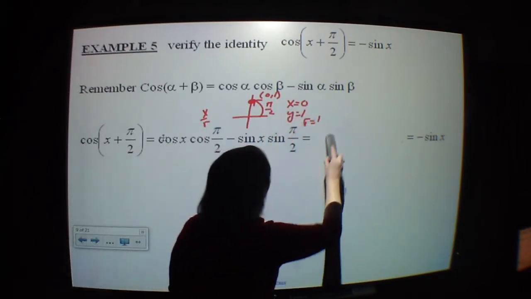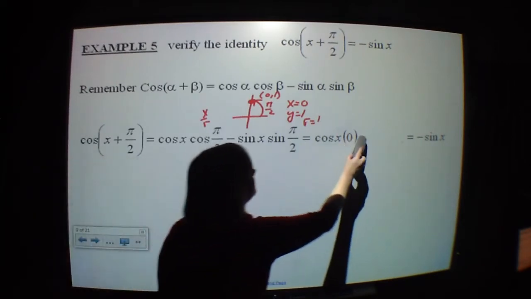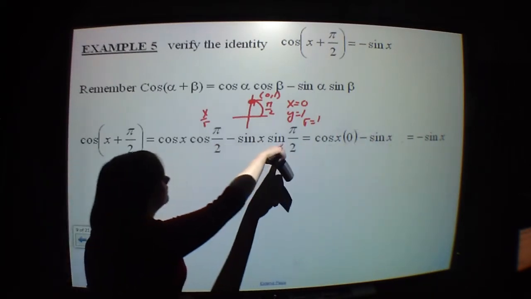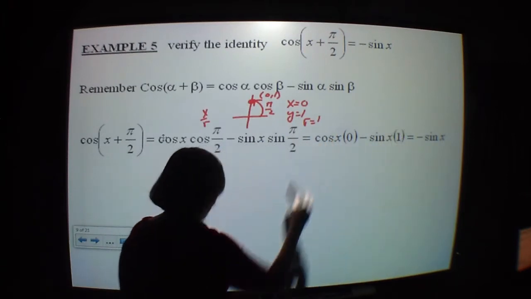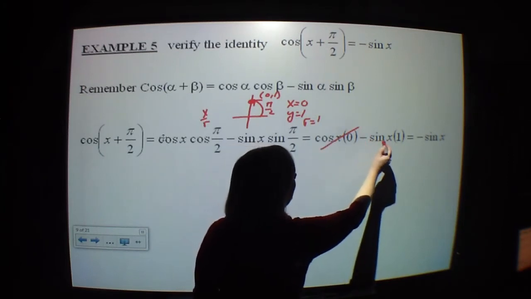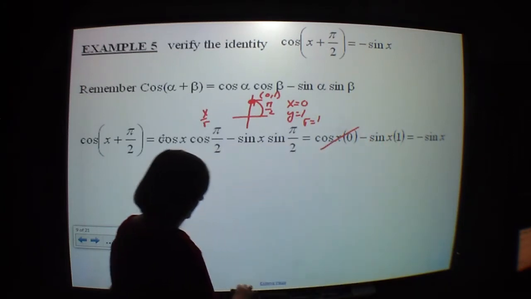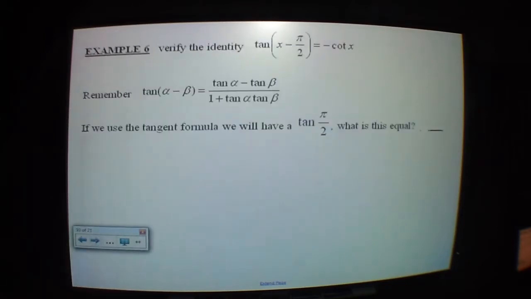So cosine of x times 0, minus sine of x times sine of pi over 2, which is y over r, 1 over 1, which is 1. Cosine of x times 0 is 0, so I have negative sine of x, because 1 times anything is itself. So you end up with negative sine of x. You're done.